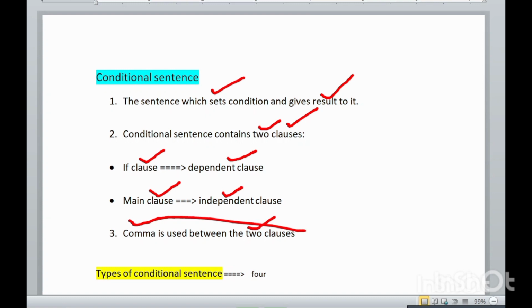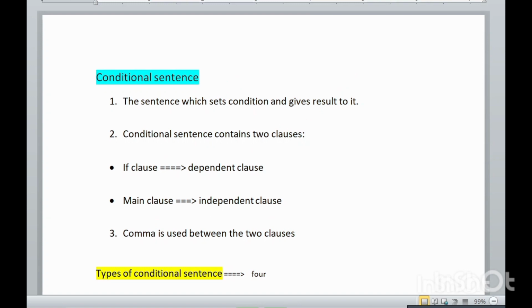A comma is used between the two clauses. We will see in the examples how we use the comma between the two clauses.